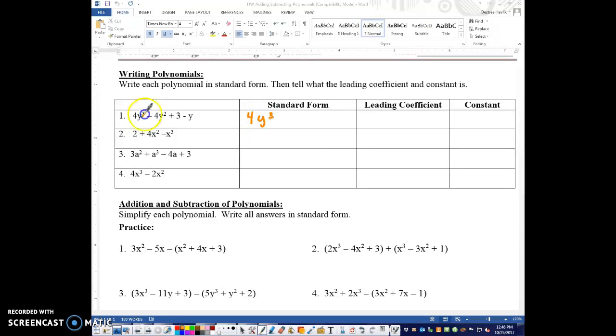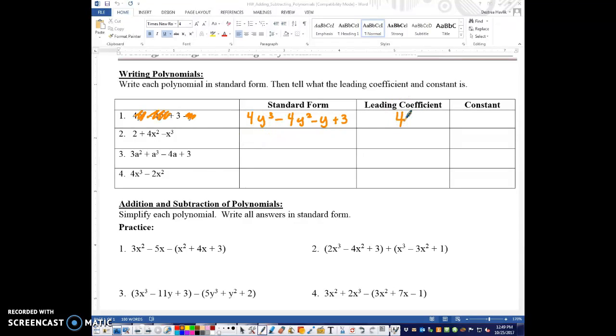What's the next highest? That 2. So negative 4y squared. What's the next highest? This y, because it technically has a 1 here, right? So minus y. And then the last term we have is that plus 3. Now, the leading coefficient of this term is whatever is in the front after it's in standard form, not before. Whatever's the leading term after it's in standard form. That's 4. That's our leading coefficient.